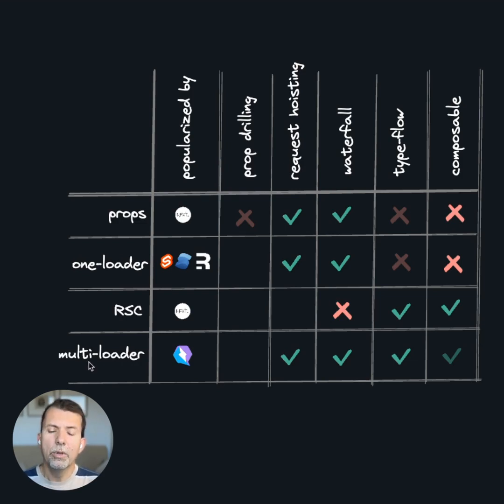The multiple loader approach basically takes the benefits of getServerSideProps in the sense that it has request hoisting and doesn't suffer from waterfalls, but it also has the benefit that it's composable, and it has the type flow information correctly flowing through it. Now, there is a cost to composability, whereas in React Server Components, the composability is just out of the box. In the case of multiple loaders, there is a little bit of work where you have to re-export the data fetching for the route information.